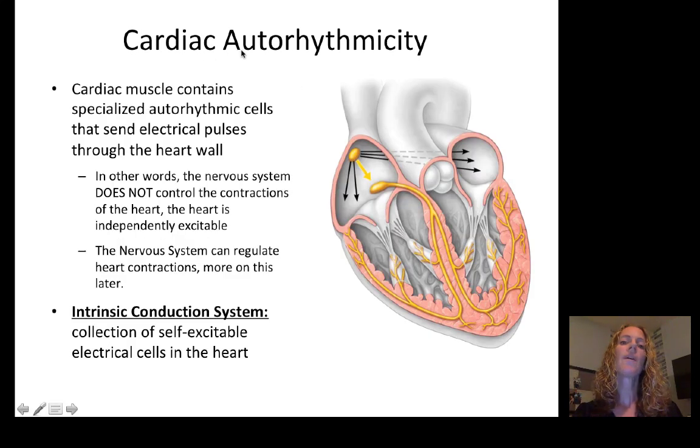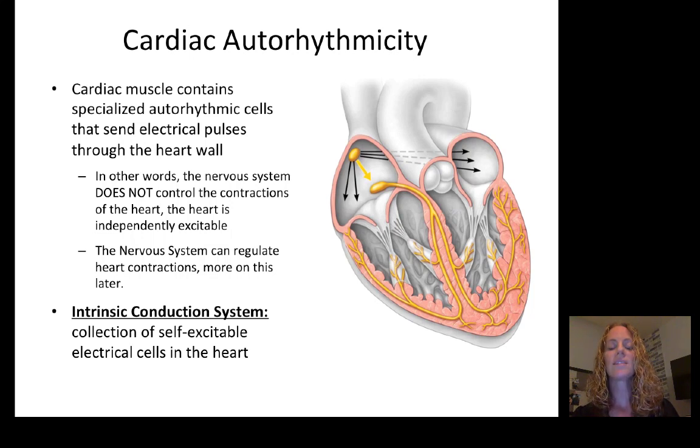Cardiac muscle also responds in a different fashion. Some of the cardiac myocytes have been specialized to form autorhythmic electrical cells. These are embedded within the heart wall, and they send electrical pulses through the heart. So you don't need outside nerves to get the heart to pump and fill. In other words, the nervous system does not cause the contractions of the heart.